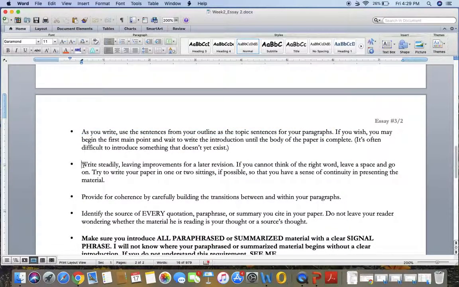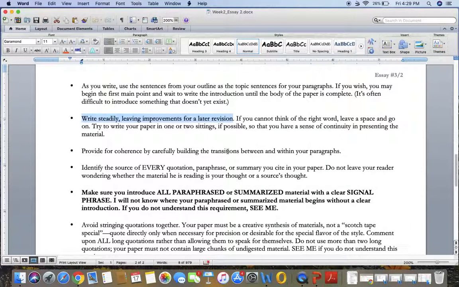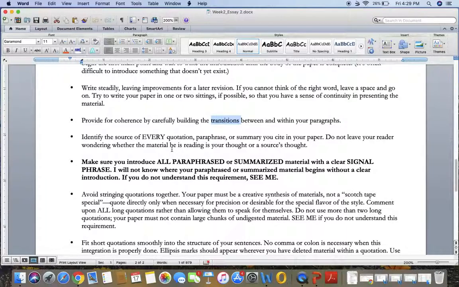I encourage students to try and get a first draft. Once you have your research and you're going with this topic, try to write a full first draft in one sitting, because it really gives it a feel of unity, and then go back and revise as needed. Make sure you use transitions between and within your paragraphs.